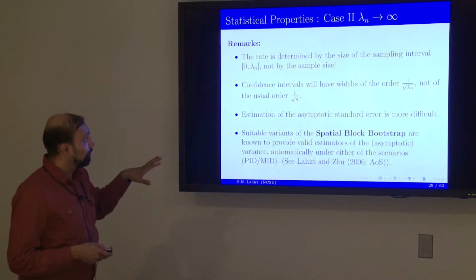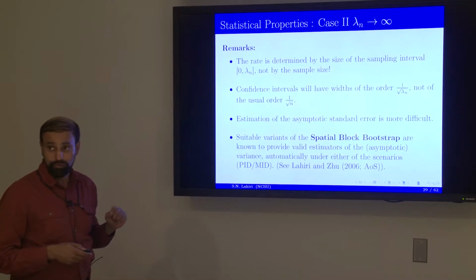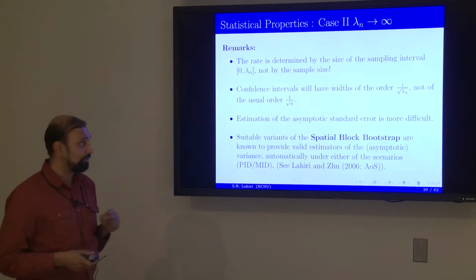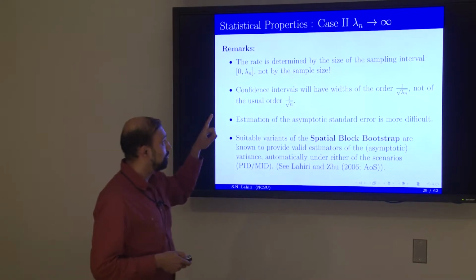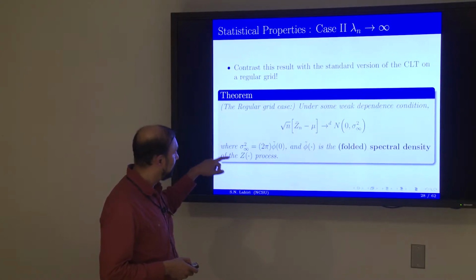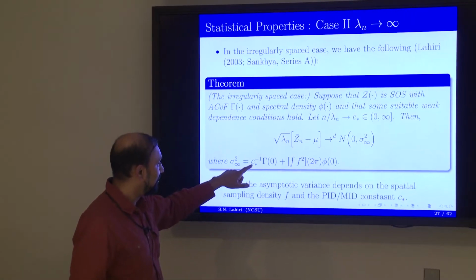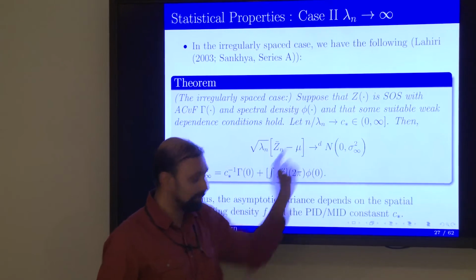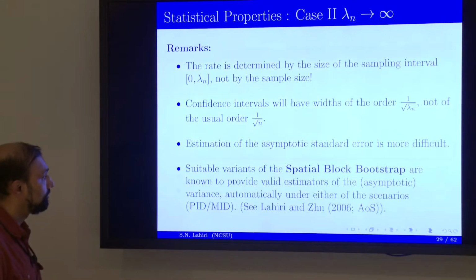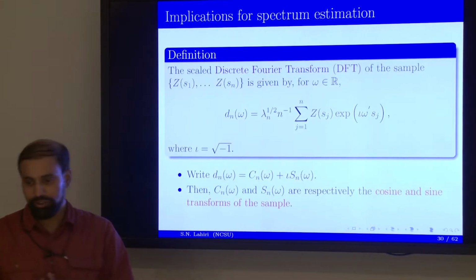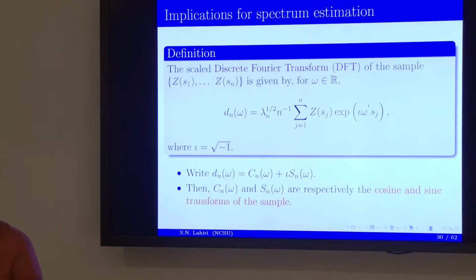So most of what I'm going to say will be under case 2, where we have an increasing domain of observation. So lambda n is going to go to infinity, but this c star can either be finite or infinite. All right, so about the mean, we have some results.